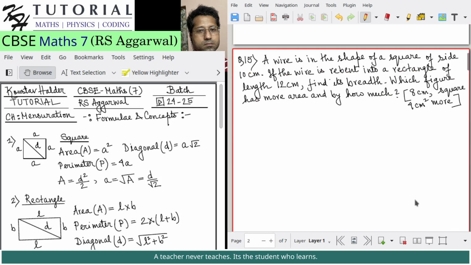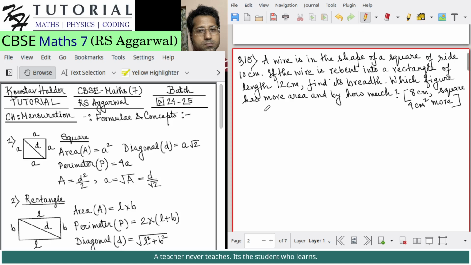Question number 15. It says a wire is in the shape of a square of side 10 centimeter. If the wire is rebent into a rectangle of length 12 centimeter, find its breadth. Which figure has more area and by how much?